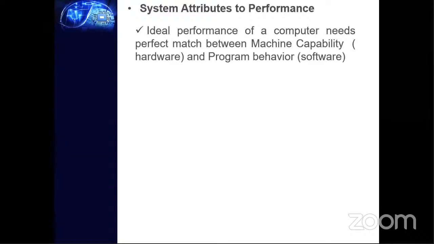How your parallel computer hardware is doing the work, how the software on that parallel computer is executing. How the hardware components are cooperating with the software, and how the software environment is cooperating with the hardware devices. So you have to do the comparative process. You follow the ideal performance in the sense I'm explaining. Once again, the ideal performance of a computer is a perfect match between the machine capability and program behavior. So what is the meaning of this?